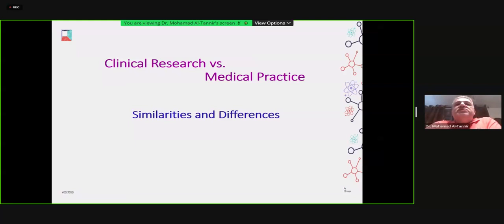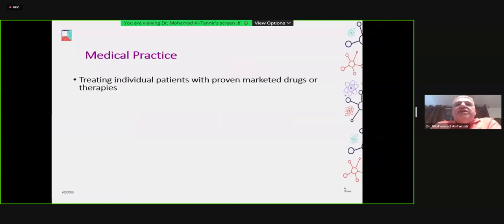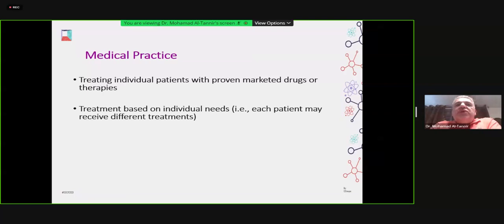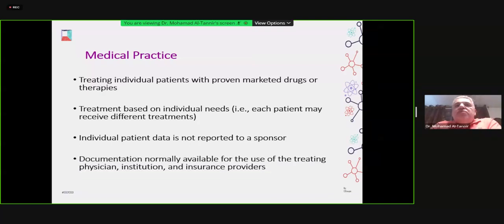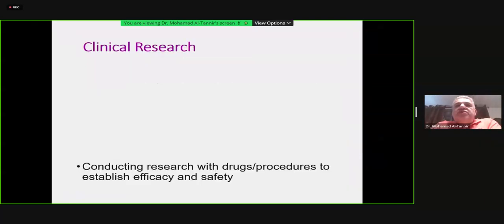So let's talk first, what's the difference between clinical research and medical practice? We will talk about similarities and differences between clinical research and medical practice. In medical practice, we treat a patient with proven marketed drugs or therapies. Treatment is usually based on individual needs, so each patient may receive different treatment according to certain conditions and factors. Individual patient data is not reported to a sponsor. It's just kept in the medical file of the patient. Documentation is normally available for the use of the treating physician, institution, and if applicable, insurance provider.